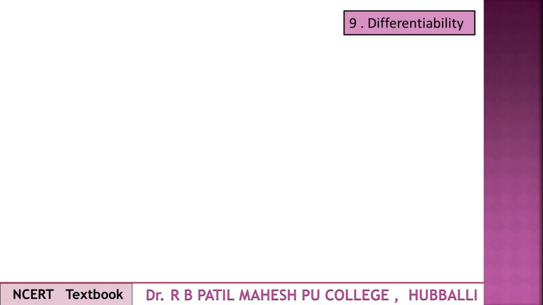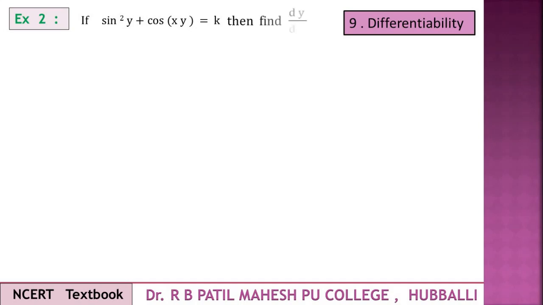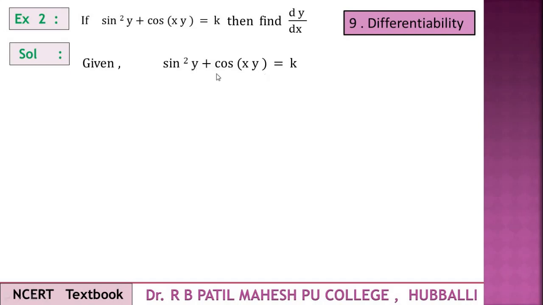Now next, see the second example. If sine square y plus cos of xy is equal to k, then find dy by dx. So this equation is an implicit equation. We cannot get y as a function of x variable only from this equation. It is not possible, therefore this equation is implicit. So now we are finding the derivative of this equation. First you write the given equation, sine square y plus cos of xy is equal to k, and differentiate this equation directly.